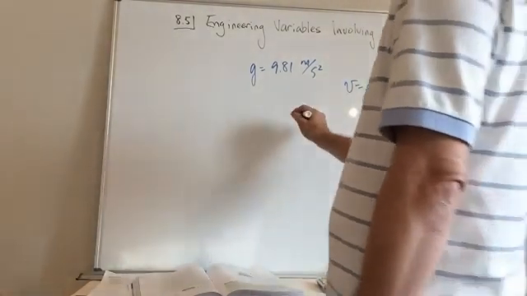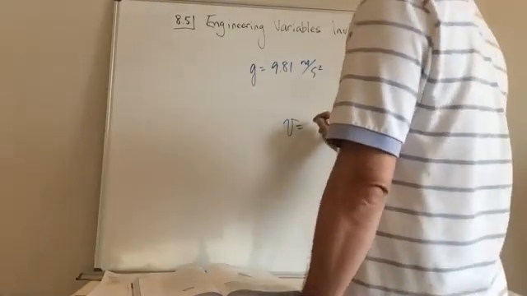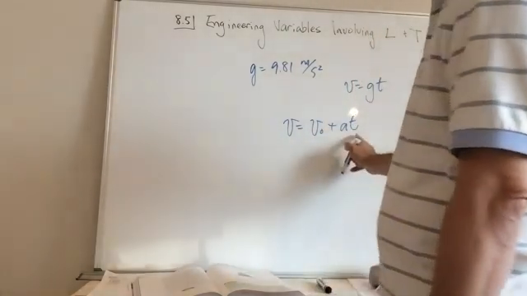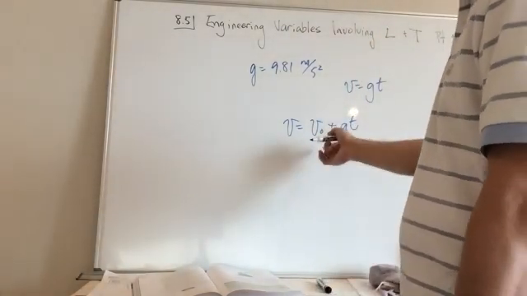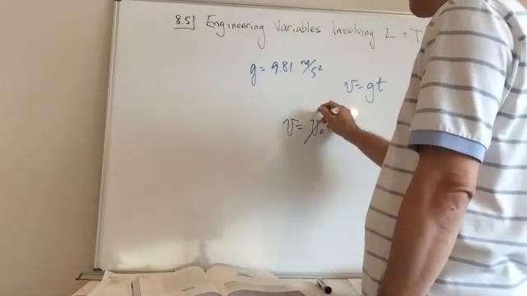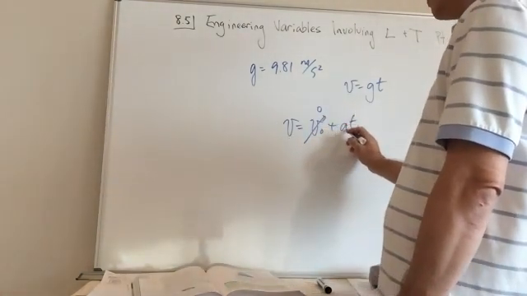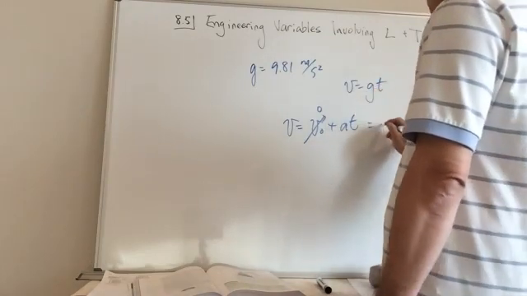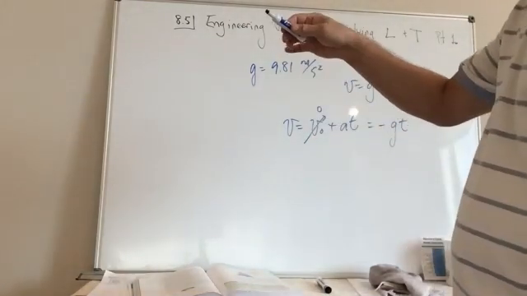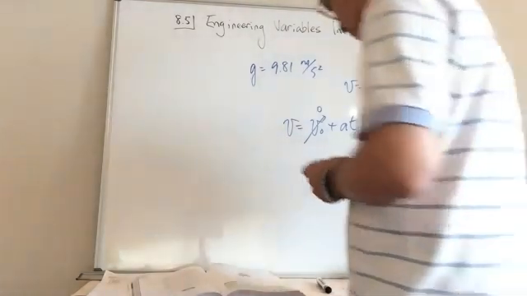Later on, you will learn that the velocity of an object is going to be equal to the initial velocity plus at, the acceleration times the time. In this case, our initial velocity was 0 because it's a free fall object. There is no initial velocity. And a is the acceleration, which is g. Often you will see it as minus gt because g is going downward, and that's why it's negative here.